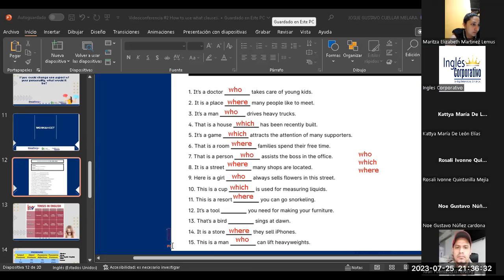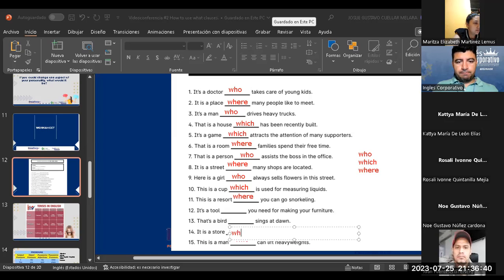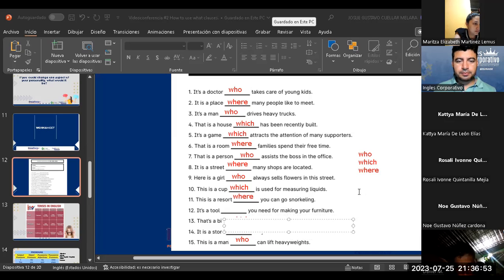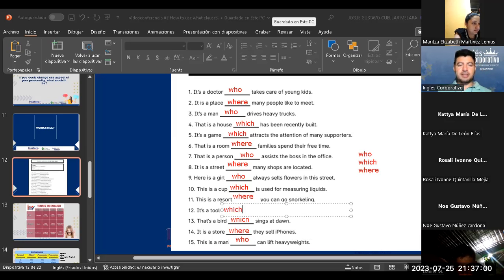Okay, in number 13, it's a peer who seems down. Yeah, because I know it's an animal, but well, pretty. Thank you. Daniel, 12, it's a tool. It's a tool you need for making your furniture. Yeah, the muebles. Thank you.